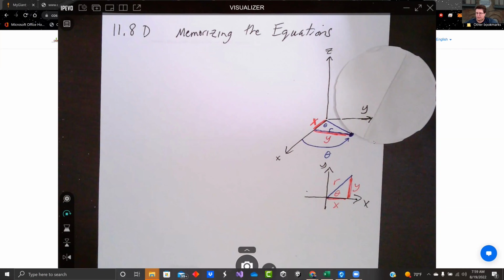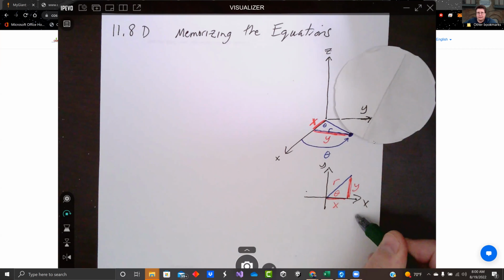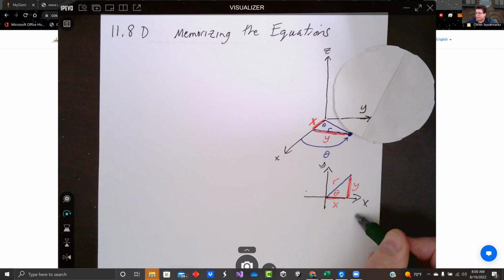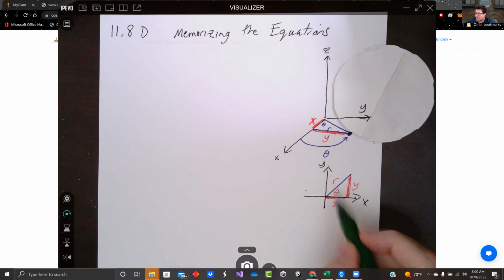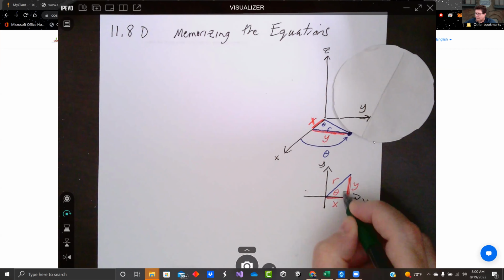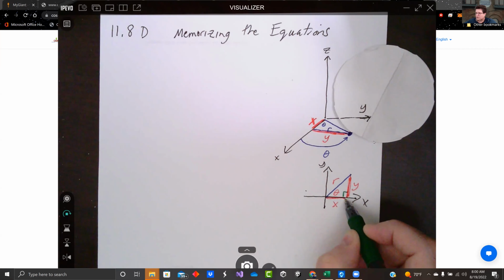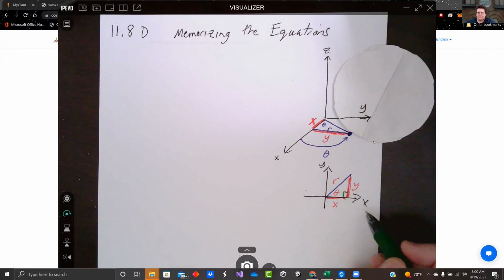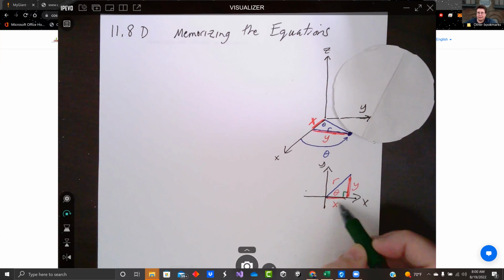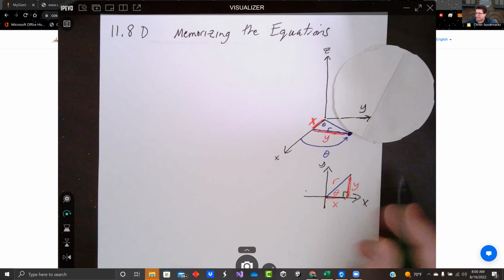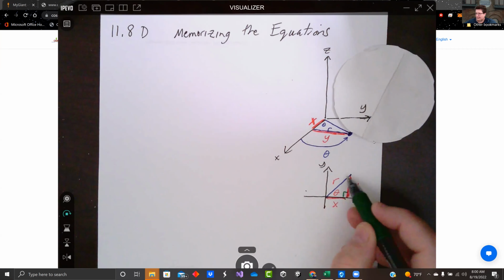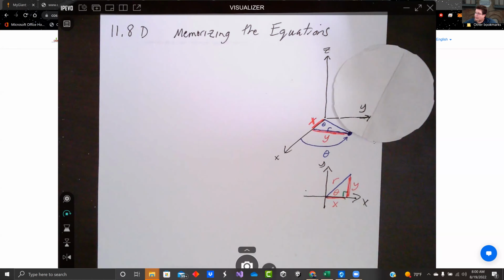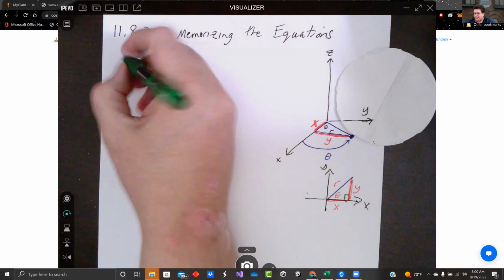Let's start with the basic trigonometry. You learned this in the trig class or pre-calculus. If we have a right triangle, one leg is x, one leg is y, the other leg is r. Just like the distance formula will give us, hopefully you guys remember the distance formula or the Pythagorean formula here: x squared plus y squared equals c squared. In this case, r squared. So that's one of them we need.